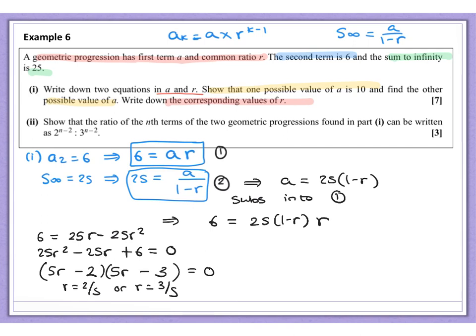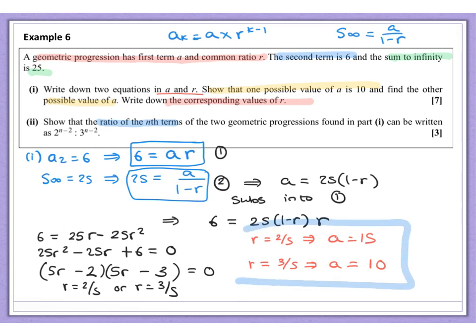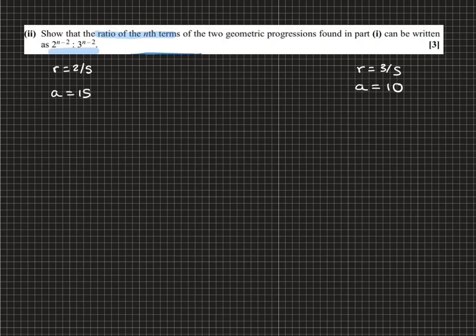Now we can substitute back into equation 1 to work out our values of a. So if r equals 2/5, a is then equal to 15. And then if r is equal to 3/5, a is equal to 10, which is what we were required to show. So part 2, show that the ratio of the nth terms of the two geometric progressions found in part 1, that's these two, can be written in this format over here. So let's get started with this.